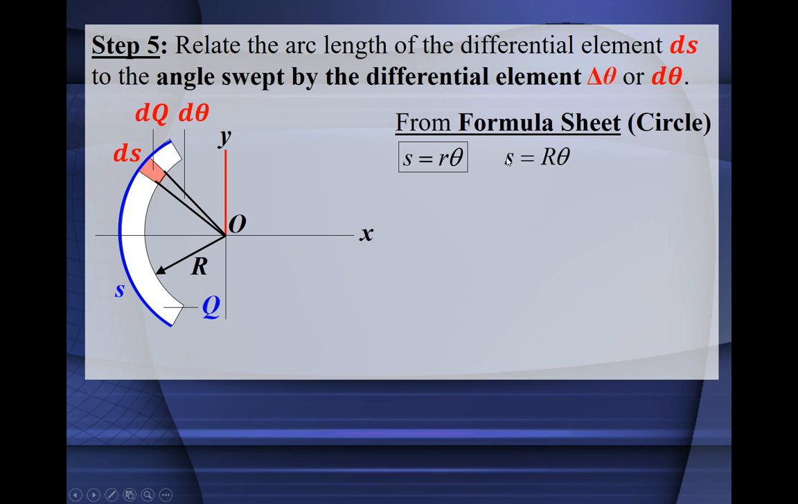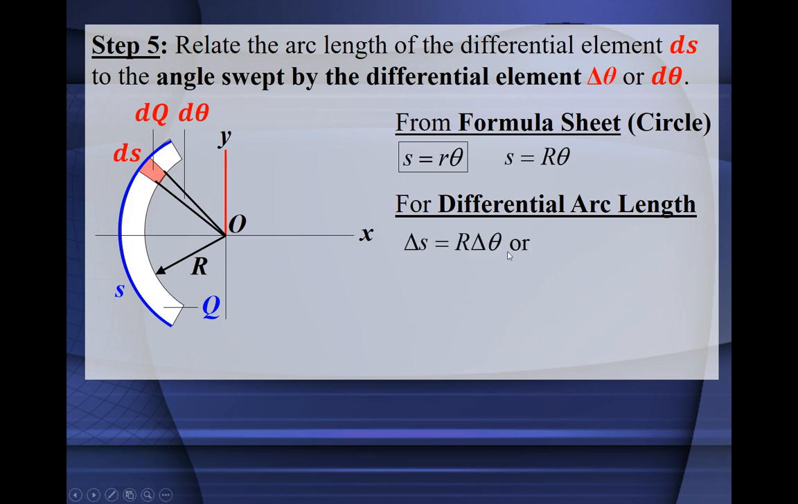Now, that would be for the entire arc of charge. But I want to do it just for this tiny differential arc length. So if we turn that into differential notation, for this little chunk of the arc length, delta S is equivalent to the radius multiplied by the angle swept by that differential arc length, which is delta theta. Writing that in calculus notation, we have ds is equal to capital R times d theta.